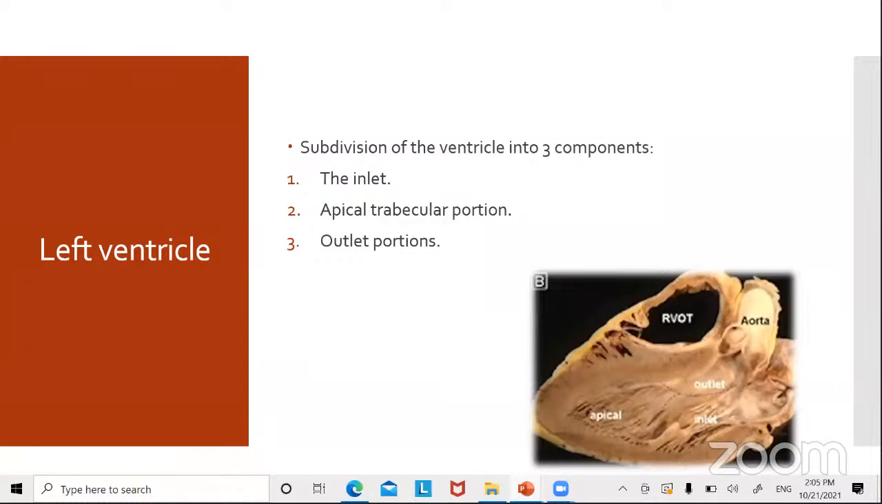The left ventricle can be divided into 3 components as well: the inlet, the apical trabecular portion, and the outlet portion. The inlet portion is limited by the mitral valve and its tension apparatus. The apical trabecular component extends to the apex. Here the myocardium is thin and the trabeculation of the left ventricle is quite fine compared with the right ventricle. The outlet portion supports the aortic valve and consists of both muscular and fibrous portions. This is in contrast with the infundibulum of the right ventricle, which consists entirely of a muscular portion.